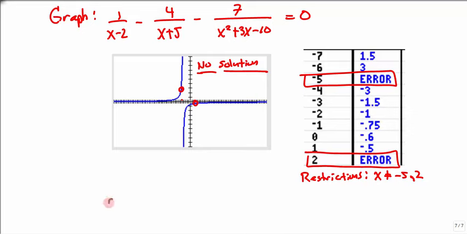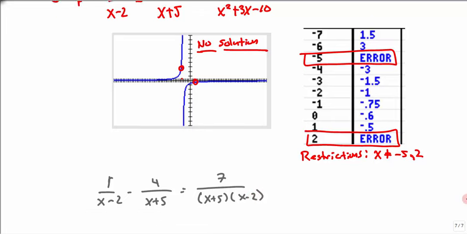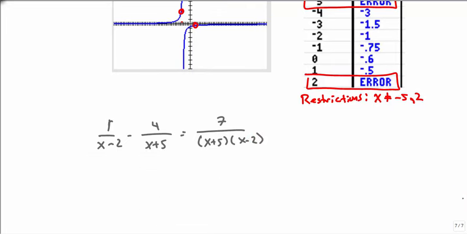Remember, I have 1 over x minus 2 minus 4 over x plus 5, and on the right hand side I have a positive 7 over x squared plus 3x minus 10. I'm going to go ahead and factor that x squared plus 3x minus 10 into x plus 5 times x minus 2. Now what I want to do is clear the fraction by multiplying through by the least common denominator. So I'm going to multiply every single term by x plus 5, x minus 2, on the right, and on the left to both terms.